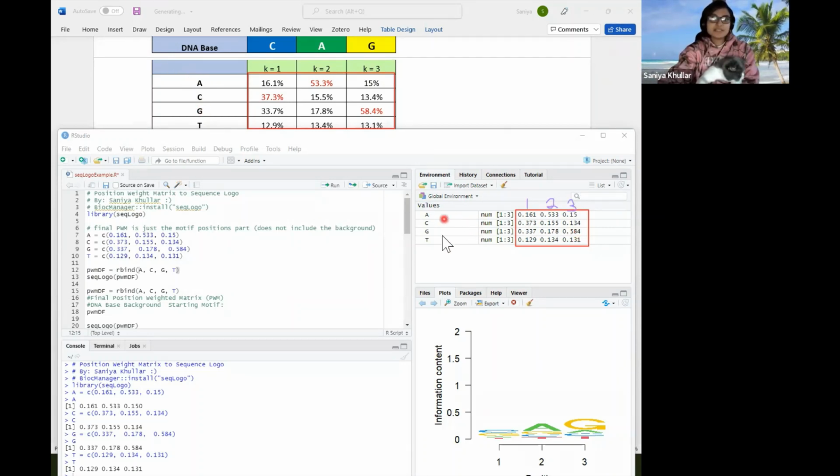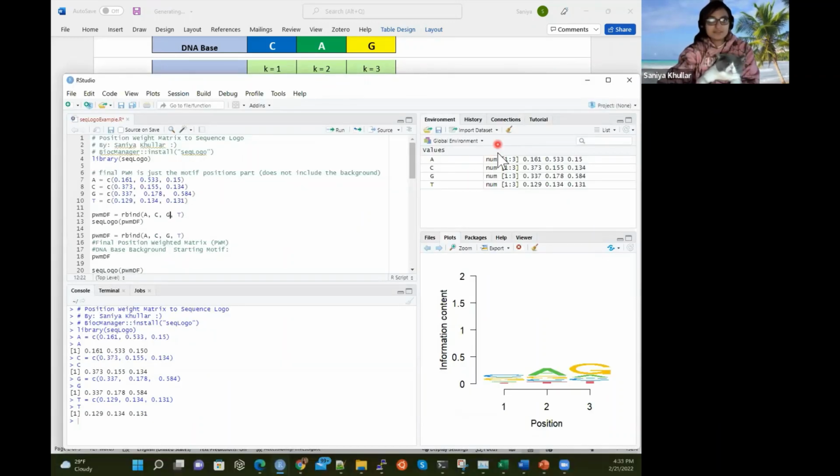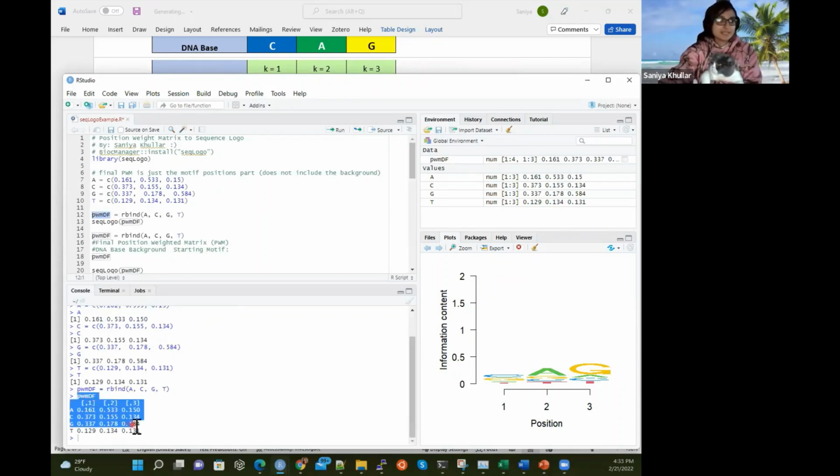We just want to stitch it in, A, C, G, T, with 1, 2, 3, and all the represented values. Then the next thing we do is row bind it. That's what rbind means, row bind. We take each of these vectors and put them together. That's what PWMDF is. It looks exactly like what we hoped it would look like.